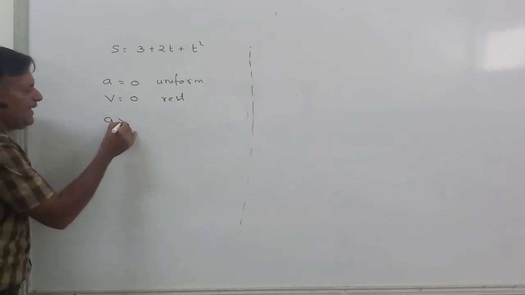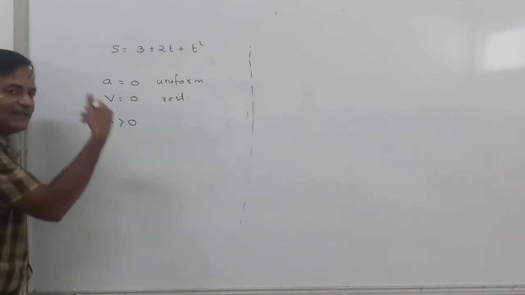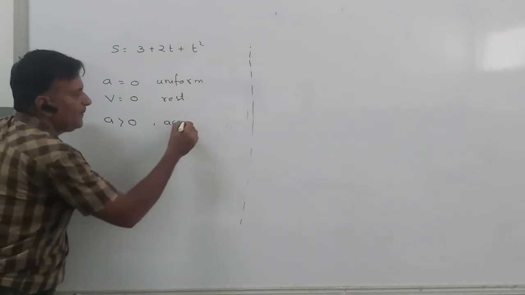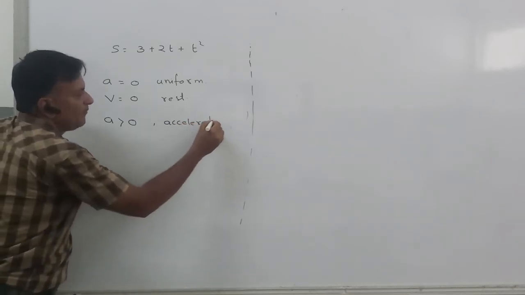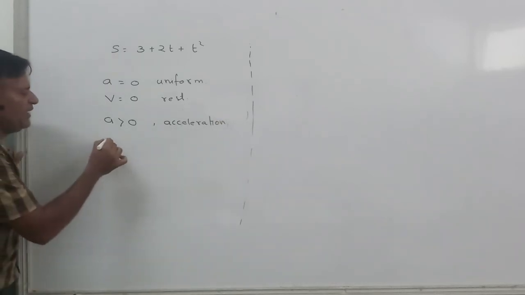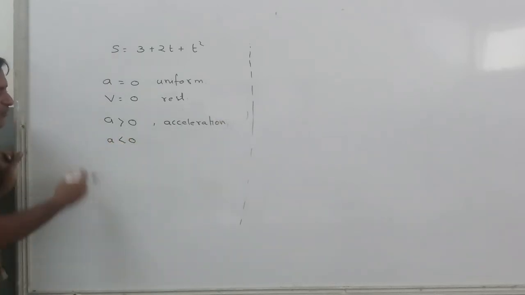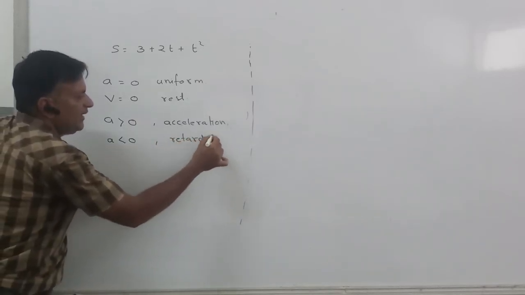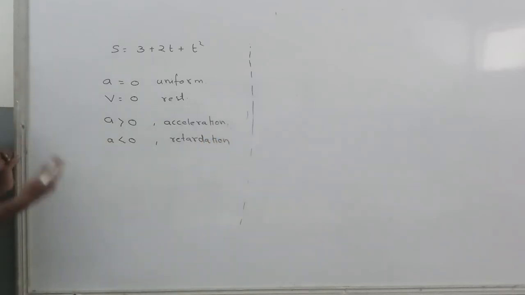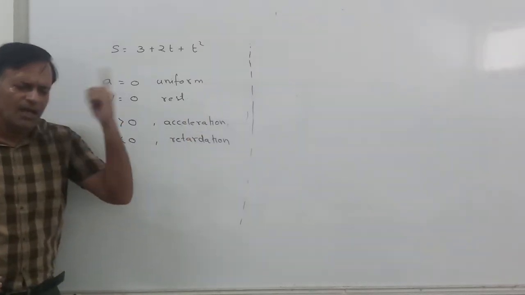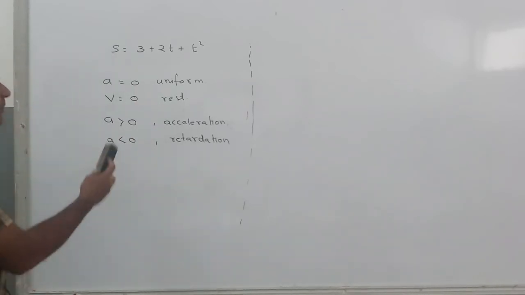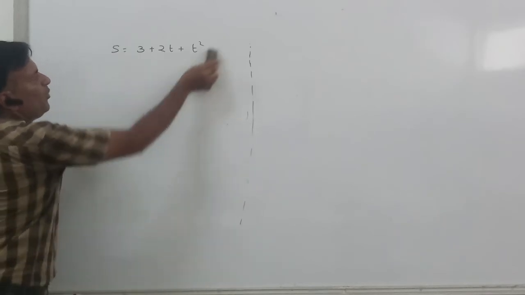If you find that acceleration is greater than 0, then the body is actually increasing the speed. This will be acceleration, and if the acceleration is found to be less than 0, then it is what? Then it is retardation. Retardation means the speed of the body is decreasing. Nail these things in your brain, because every now and then you will be requiring it. Let us go for some more examples.